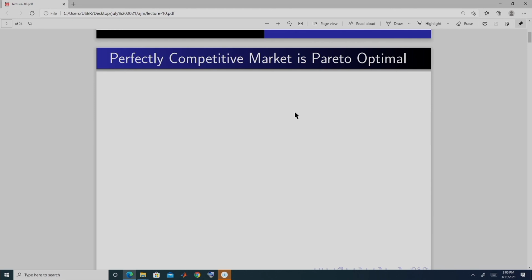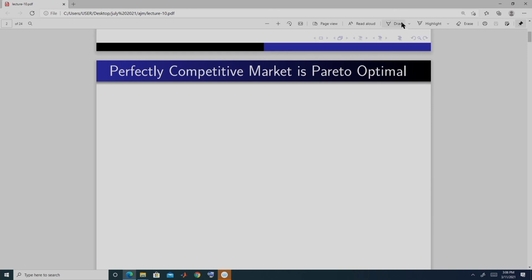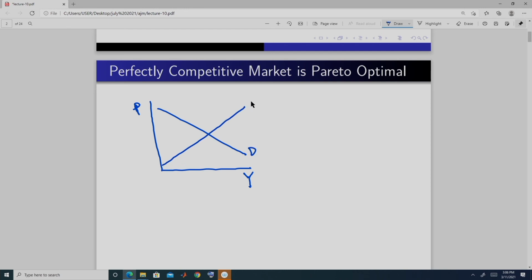In a competitive market, we know how the market price is determined. If this is the market quantity, this is the price, this is the market demand, and this is the market supply, then the equilibrium price in the market is this, and the aggregate output produced and sold in the market is this y star. Now we know that this point is in the demand curve and also in the supply curve.